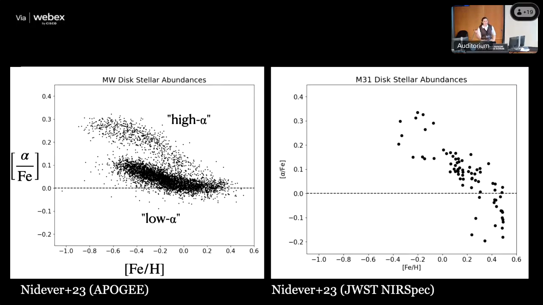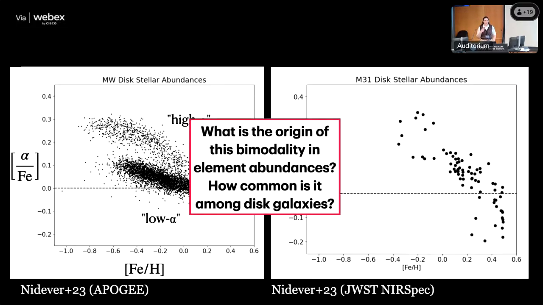It's a pretty cool topic, and that is what I have been investigating in the FIRE simulations. Sorry, I may not have been clear, this is a simulation talk. What I've been investigating is the origin of this bimodal feature in this element abundance space in the Milky Way. Why are there these two populations? And maybe how common is this feature? Do we expect it to be ubiquitous? Do we expect it to be rare?